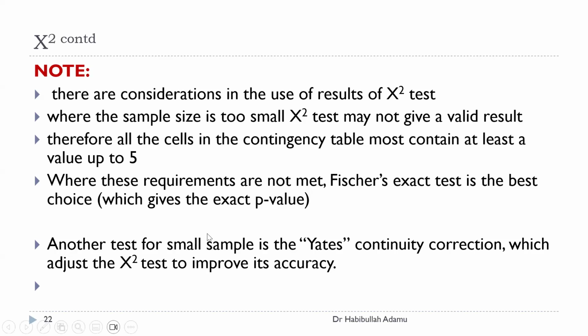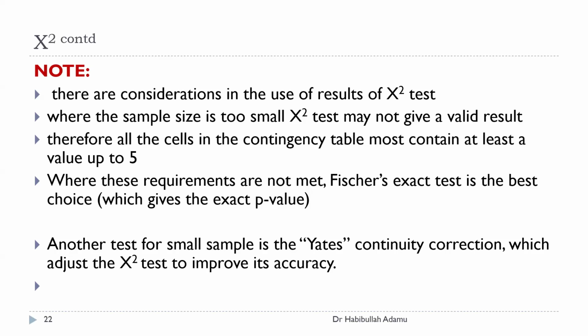But the most important thing is to know that the frequency in each cell should be at least 5, the sample size should be at least 20, and not more than 25% of the cells should have expected count less than 5.